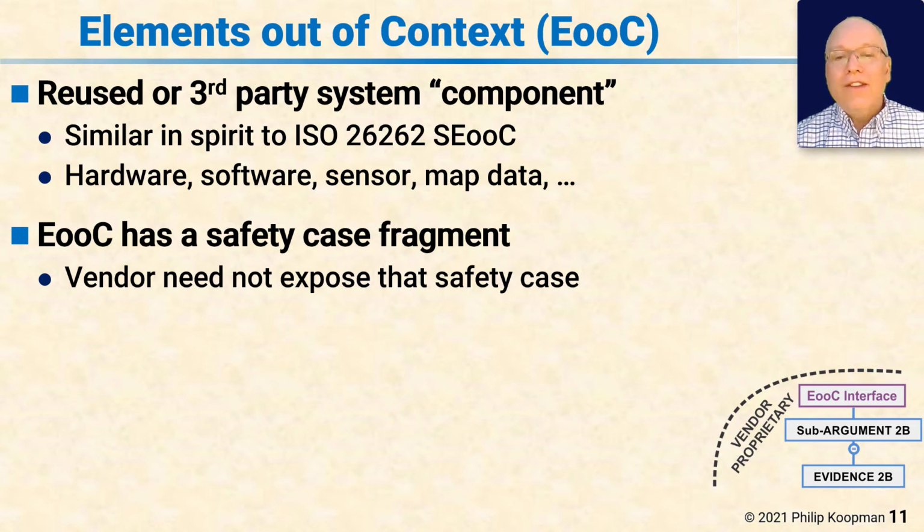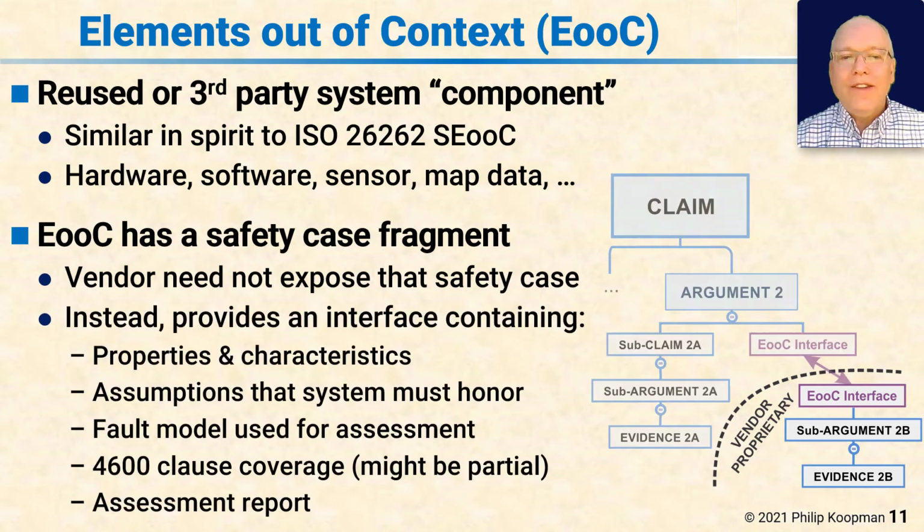So the EooC interface is a defined way that the vendor of a component, hardware, software, whatever it is, can say, all right, I'm going to do a safety case, I'm going to do independent assessment, I'm going to conform to 4600, and I'm going to produce an EooC interface that summarizes the things that are needed by the upper safety case. That includes the properties and characteristics of the component, the assumptions the system above must honor for the component safety case to be valid, the fault model used for assessment, and the coverage of the clauses, because it may or may not cover all the 4600 clauses, and an assessment report that sums all this up.